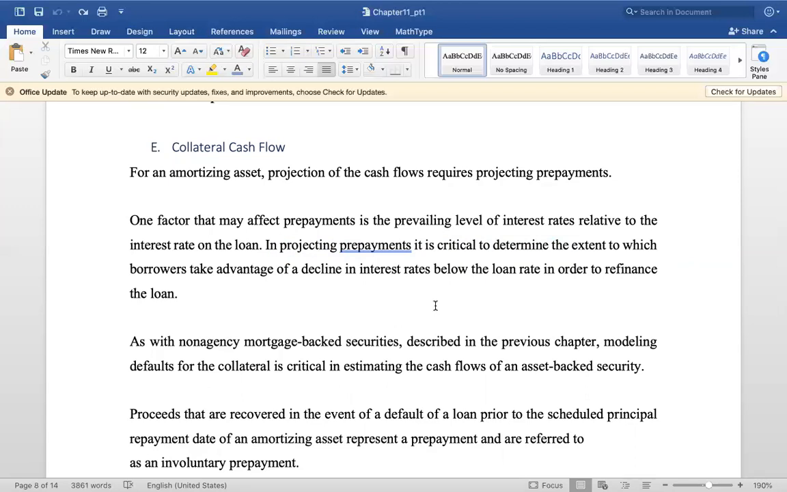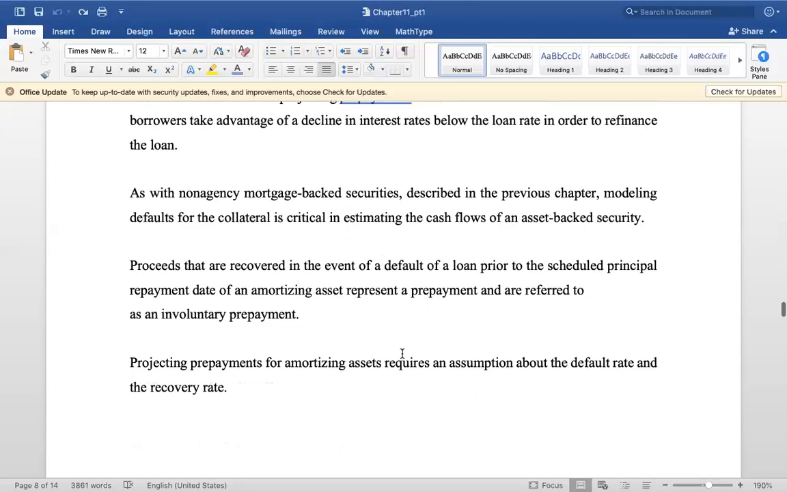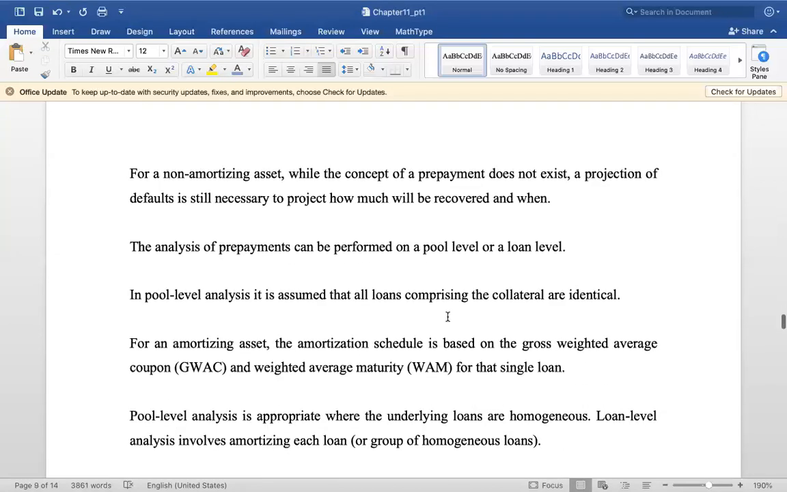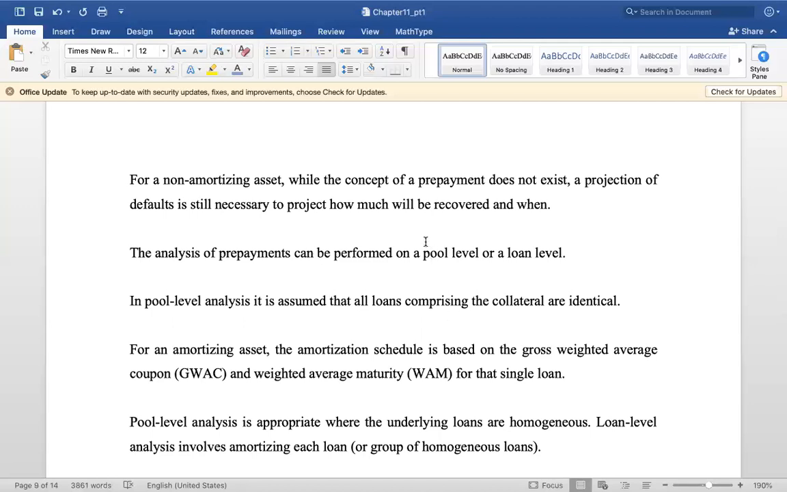As with non-agency mortgage-backed securities described in the previous chapter, modeling defaults for the collateral is critical in estimating cash flows for the asset-backed security. Proceeds that are recovered in the event of default of the loan prior to the scheduled principal repayment date of an amortization asset represent a prepayment. Projecting prepayments for amortizing assets requires assumptions about the default rate and the recovery rate. For non-amortized assets, while the concept of prepayment does not exist, the projection of default is still necessary in order to project how much will be recovered and when.